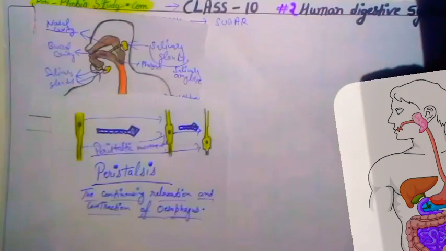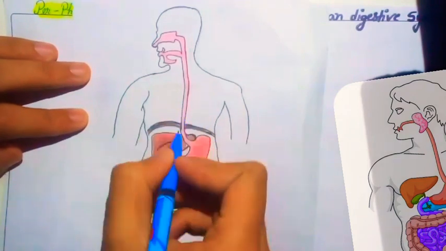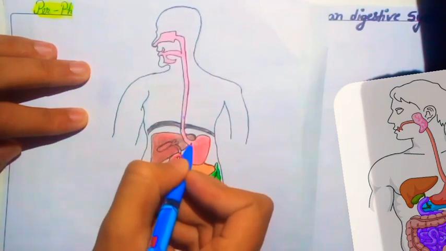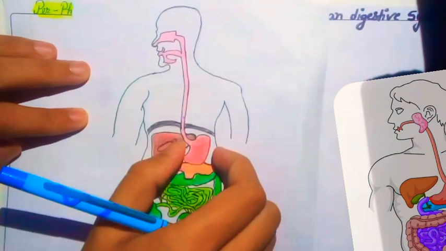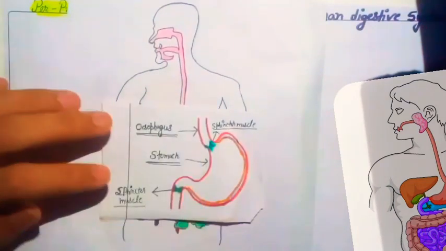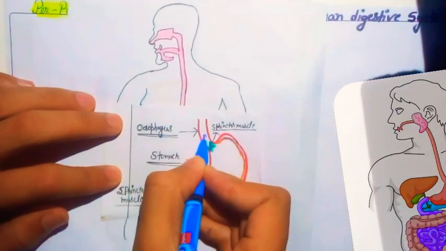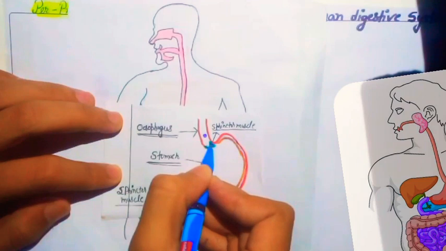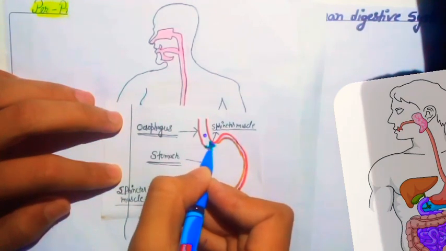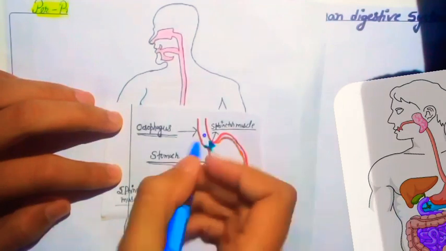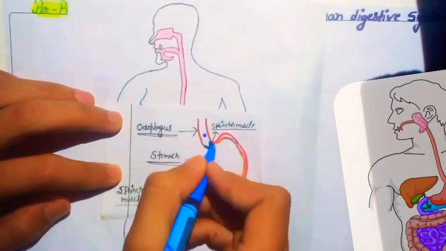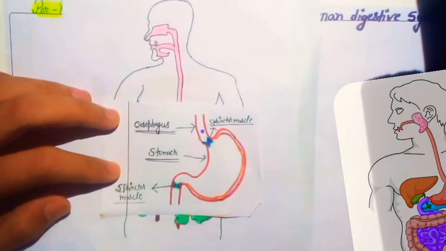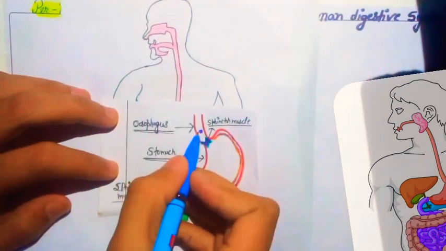We shall discuss that. Then suppose our food is like this, it reaches the stomach. The food reaches the stomach through this sphincter muscle. This is one muscle and this is another muscle. They open when the food is coming, and they close when the food should not enter. So the food reaches our stomach.